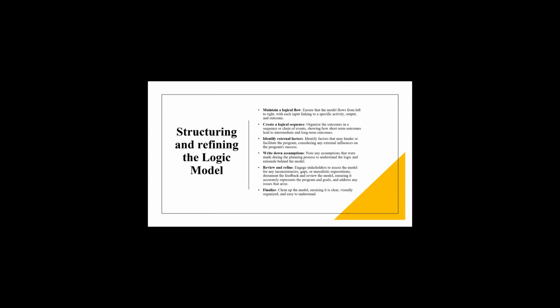And for the next slide, after you finish defining all the different components of your logic model, when you put it together, first you need to make sure that you have the logical flow. Everything should go from left to right, with each input linking directly to an activity, then to an output, and finally to an outcome. This way, it all flows in a clear and organized way.